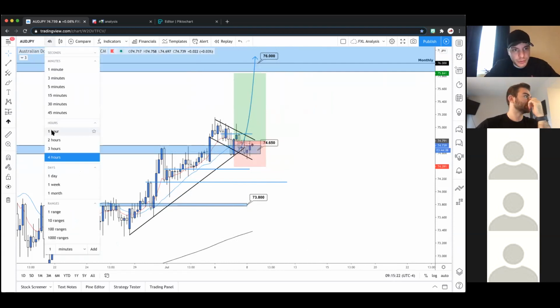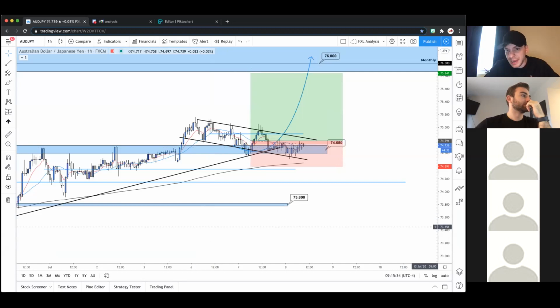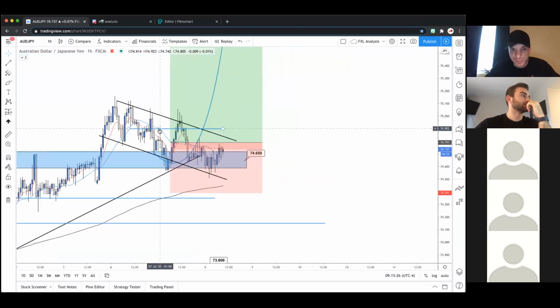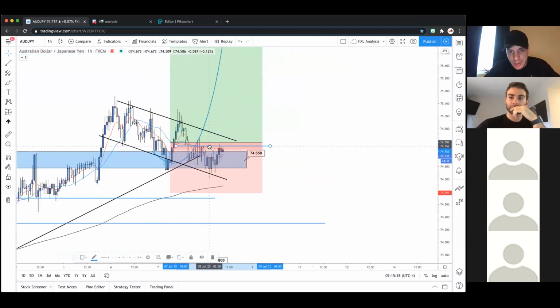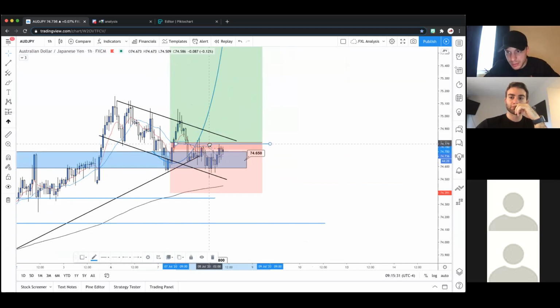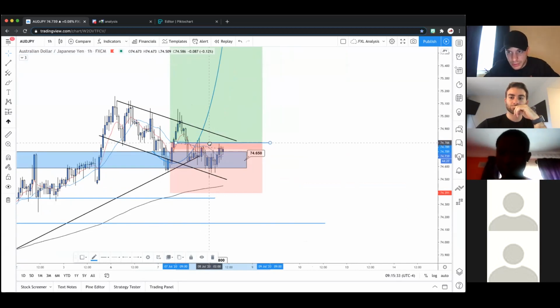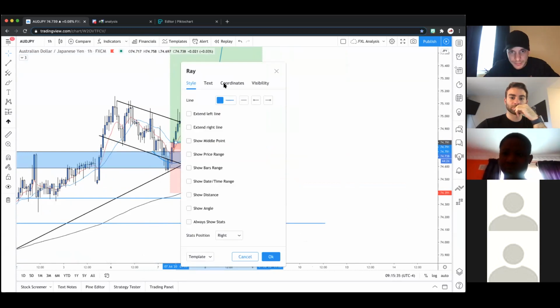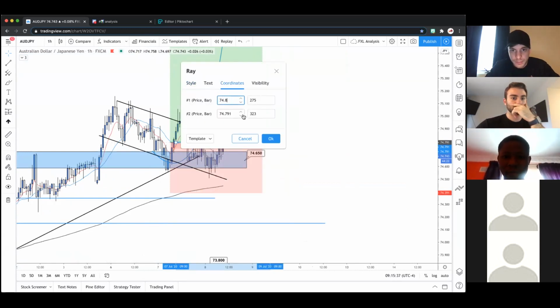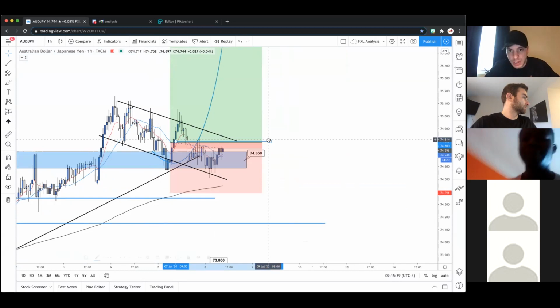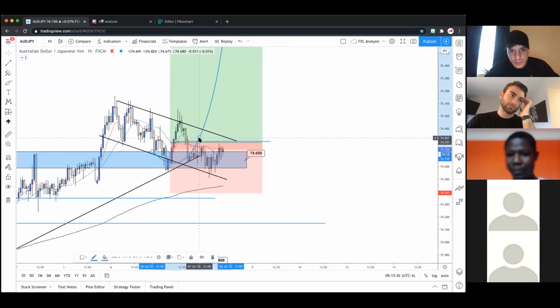I'm going to drop to the 1 hour for a second, kind of show you guys what needs to happen to go long here. So this is exactly what we want to see. We want to see this level break right here. I'm actually going to be conservative with it and call it 74.8. Okay, we'll get rid of this for a second.